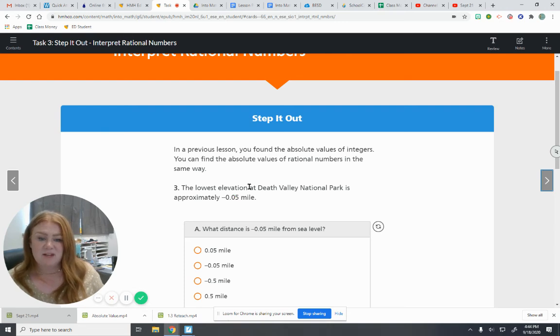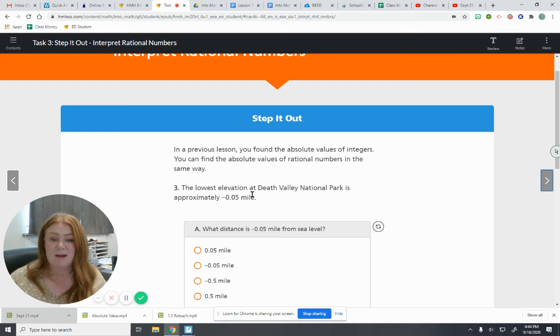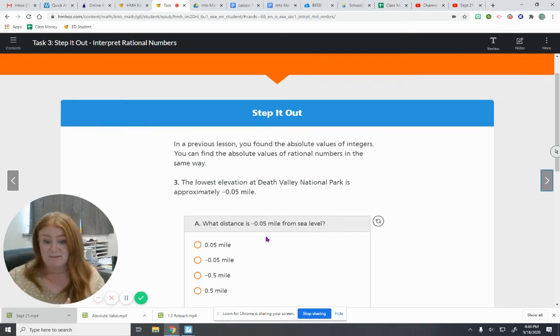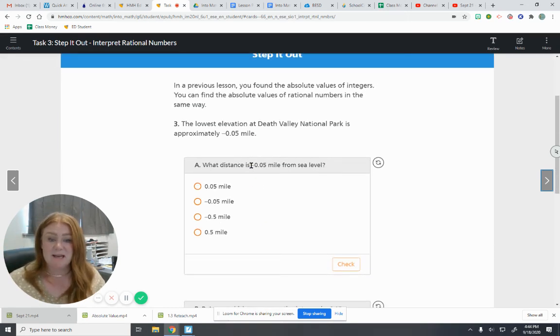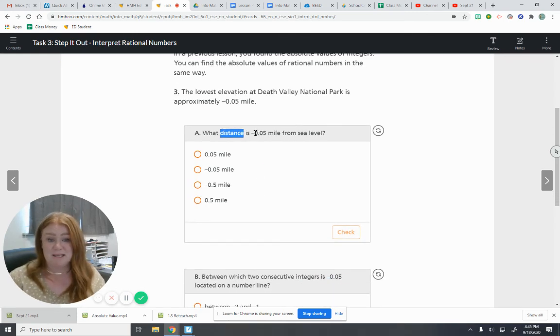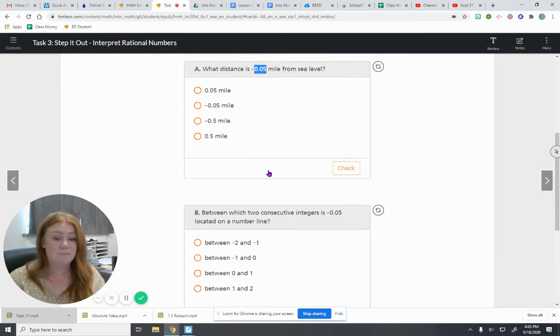So we have an elevation at Death Valley that is negative 0.5 miles. So it is below sea level. So the distance from there to sea level, it would take me 5 hundredths to get back to 0. And we need to remember those are always going to be positive. Distance is a positive number always. So we just take this same number, make it positive.